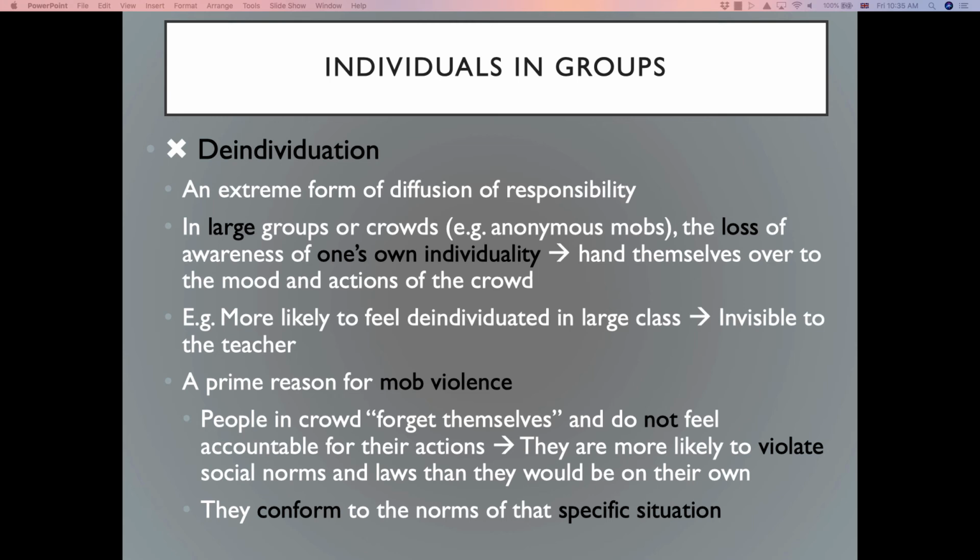You're invisible. And this is how mob violence works as well. Because people think they are invisible within that group. I can get away with doing anything I want to because no one can see me. You do not feel accountable for your actions. Everybody else is walking past. That's okay for them, so it's okay for me too. You conform to the norms of whatever group you are in.